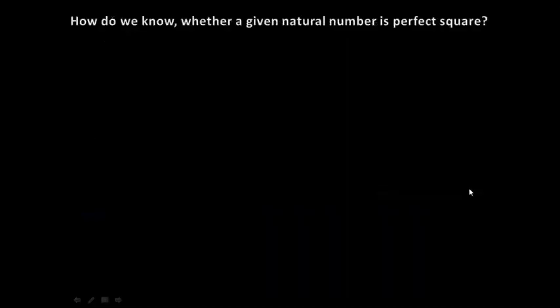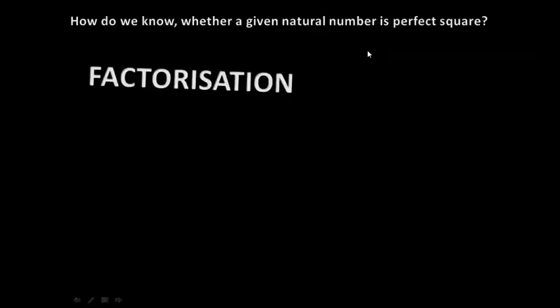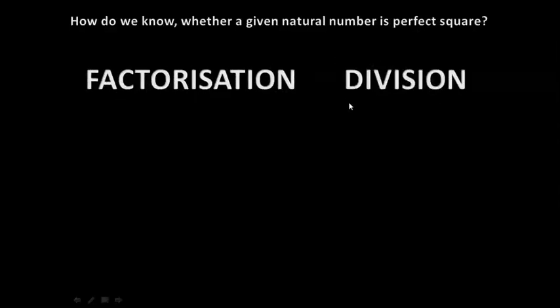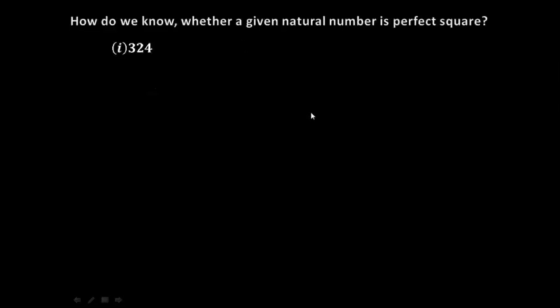Now the question will arise: how do we know whether a given natural number is a perfect square? To identify whether the given number is a perfect square or not, we have two different processes. The first one is the method of factorization and the other one is division. Here we'll discuss factorization. Let's take an example, 324.